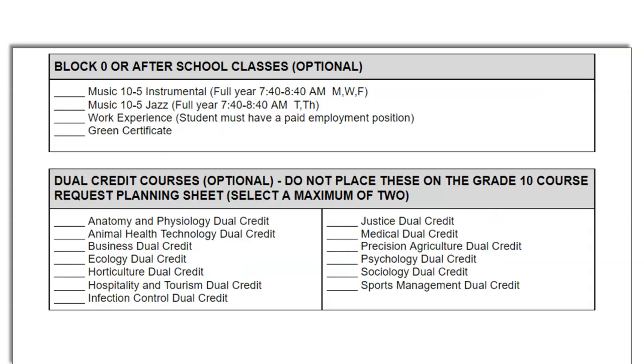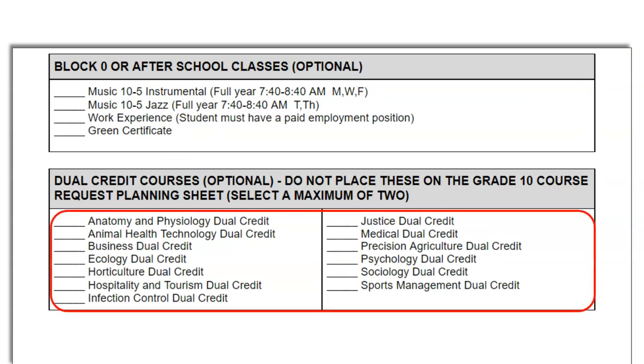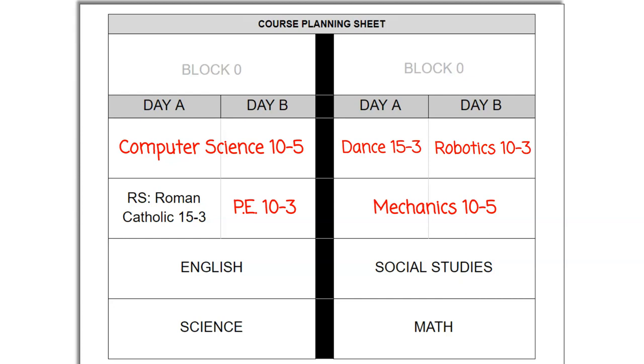On page 2, select any dual credit course you are interested in taking next year. Acceptance into a dual credit course will be decided based on an application process and student achievement. Review the course planning sheet on page 3 to check that you have planned a full timetable with no spares.